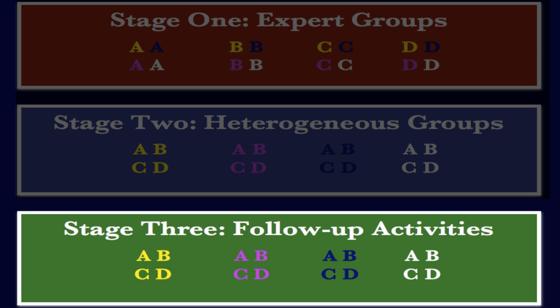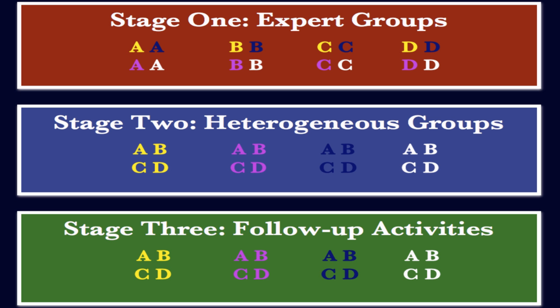You'll notice in this visual representation of a 16-student class that groups are color-coded. This makes for a much more seamless transition as students move from their expert groups into their mixed groups, easily finding who they're meant to be working with.